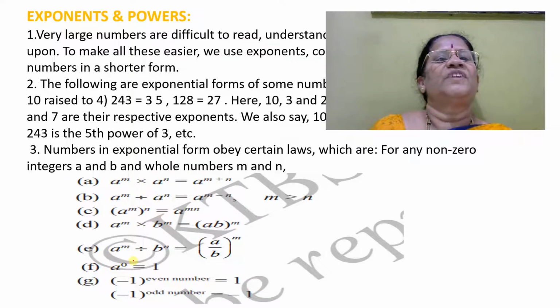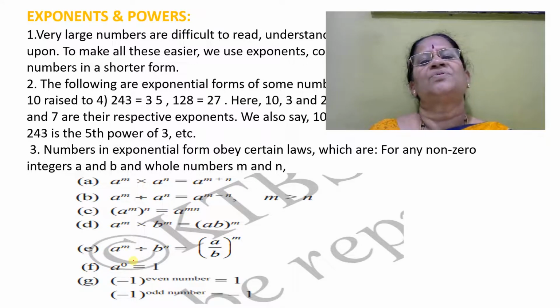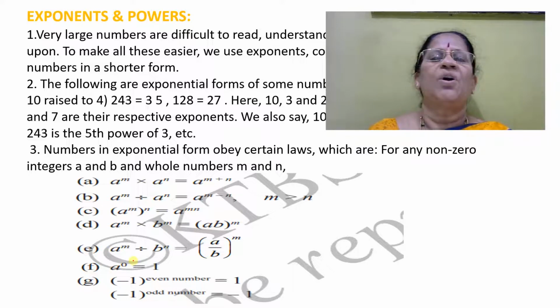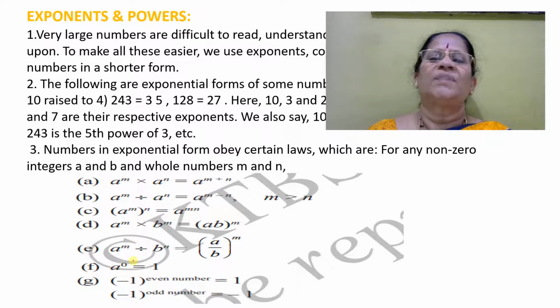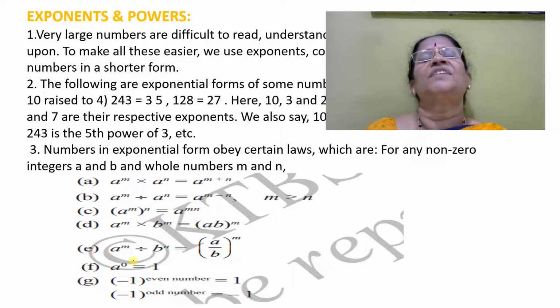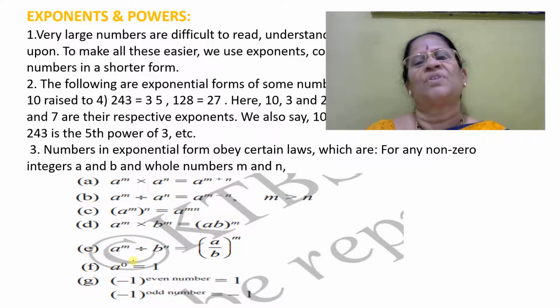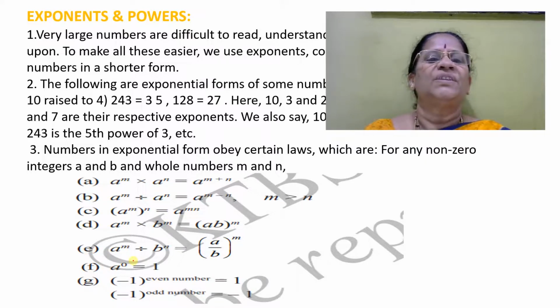Now coming to the second chapter, that is exponents and powers. Very large numbers are difficult to read, understand, compare and operate upon. To make all these easier, we use exponents, converting many of the large numbers to a shorter form. So you can define exponent as a shortened form of very large numbers or very small numbers. The following are exponential forms of some numbers.